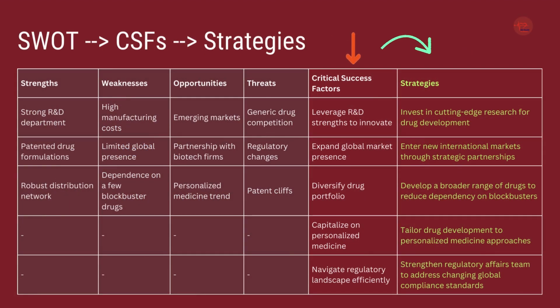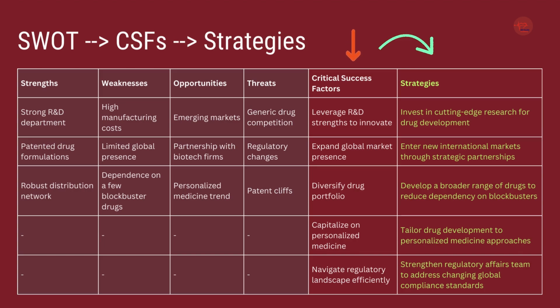Let's have a look at this table. Each row represents a completed SWOT analysis: strengths, weaknesses, opportunities, and threats. Out of these factors, the analysis, we will generate a critical success factor as an example, and then we will transform this into a valid strategy. So based on the provided analysis, we will generate the critical success factor and then formulate the strategy. Let's take the first example.